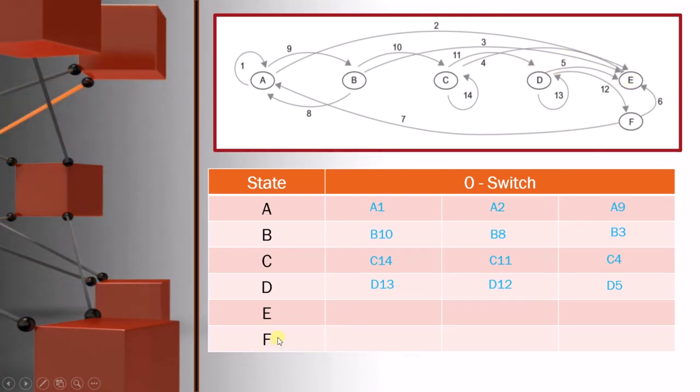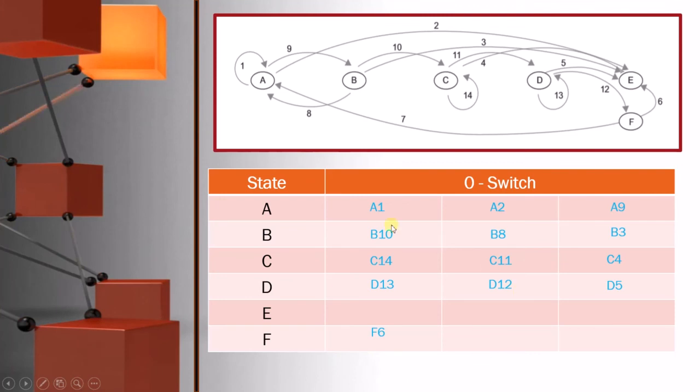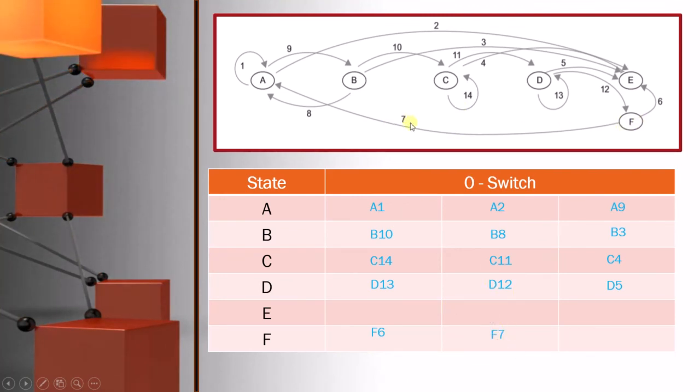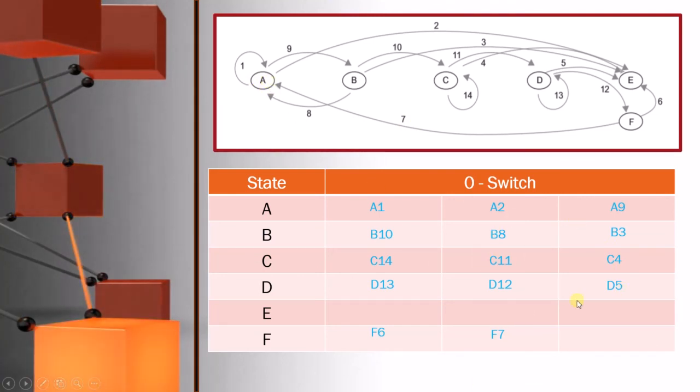So we will move to state F. When you come to state F, you can see that 12 is coming inwards. So this is not your zero switch. 6 is going outwards and 7 is going outwards. So you have only 2 zero switches here. This is F6. With F6 you can reach E. And the last one is F7. With F7 you can reach A. This is how you have to find out zero switch.